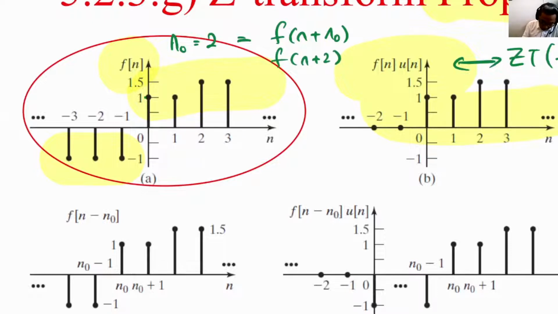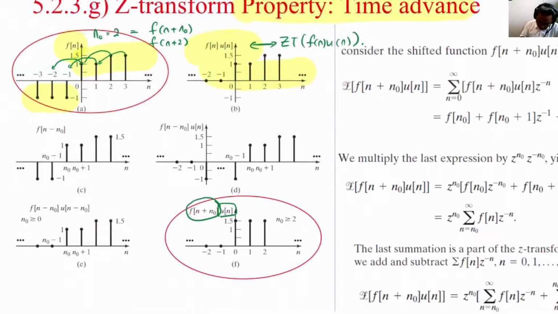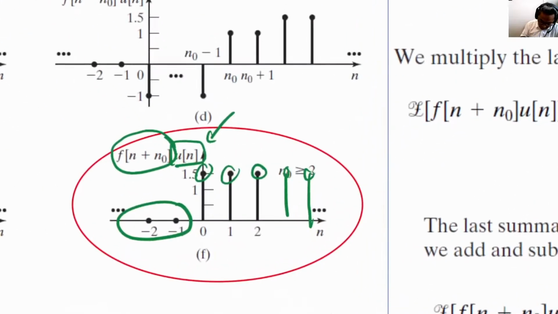So what happened is that we shift the signal 2 samples to the left. This guy goes to here, this guy goes to here, this guy goes to here, and this guy goes to here to get this signal. 1, 1, and of course the third guy goes to this point. Now, what about the anti-causal part? Because we multiply by u[n], the anti-causal part goes to 0. So now we have f[n+n0].